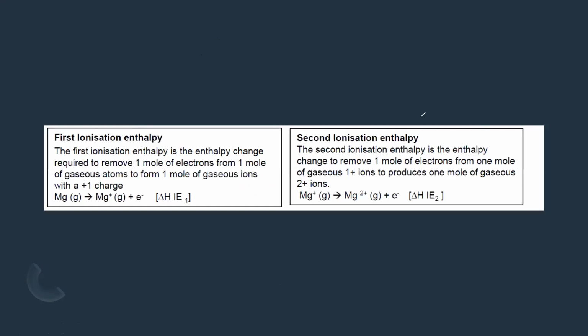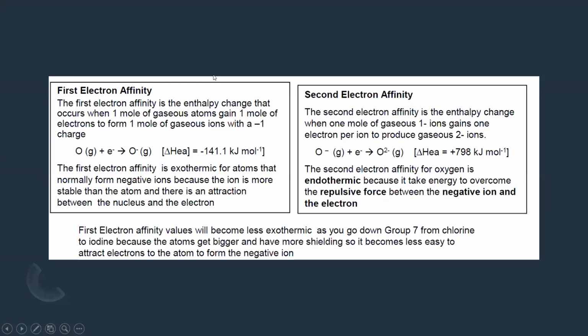Then the first ionization and the second ionization. The term ionization means the energy required to remove an electron. So when we remove the first electron, we call that the first ionization. When the second electron is removed, we call that the second ionization. But again, the condition is that it should be in the gaseous state.